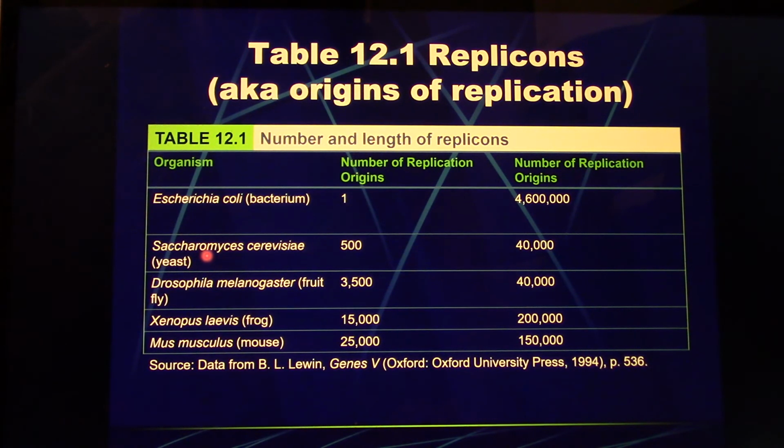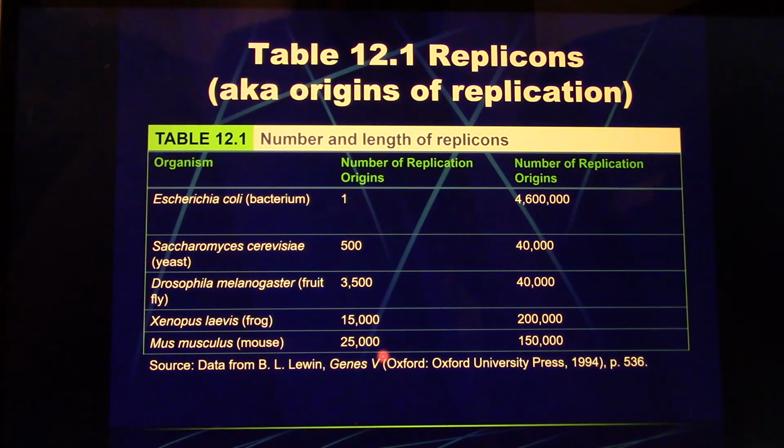In a yeast, we've got more than one chromosome, so you're going to actually have 500 replication origins. You can see we get Drosophila, and fruit fly is Drosophila. Xenopus is frog, and musculus is mouse. As you increase in complexity of the species, you're going to have more and more chromosomes and larger amounts of DNA. So the number of replication origins is going to increase.